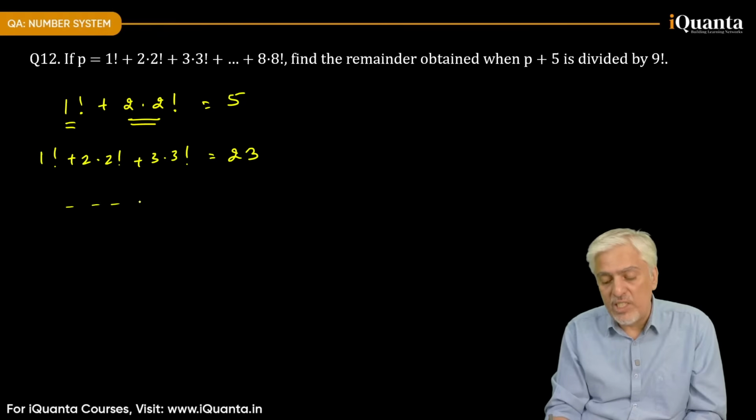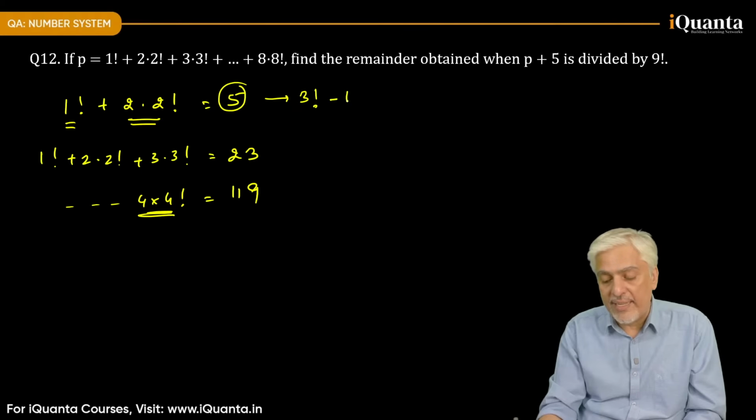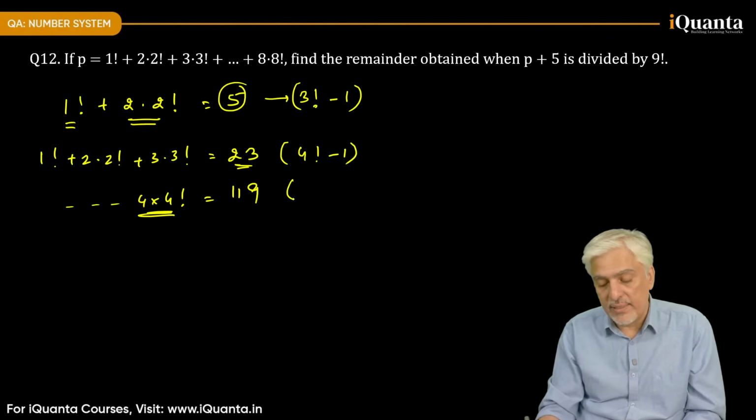अभी मैं यही चीज 4 into 4 factorial तक जाऊं. This is how much? 96 extra. So this will become 119. What is the relation we are getting? This is 3 factorial minus 1. This is 4 factorial minus 1. This is 5 factorial minus 1, which means the pattern will continue.